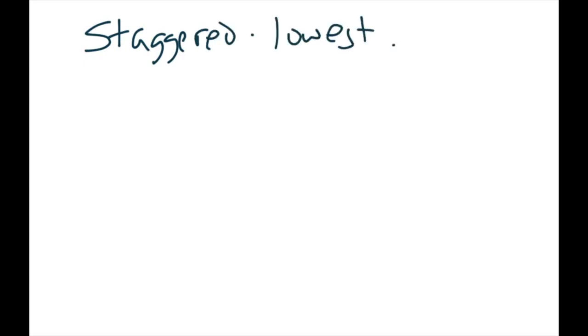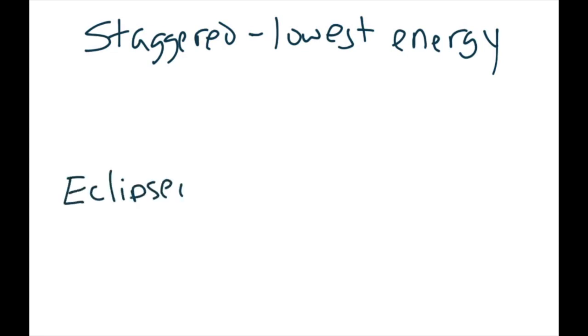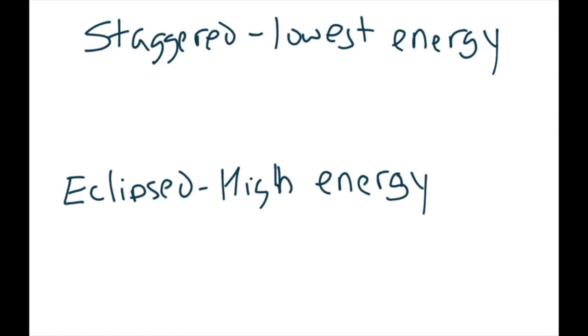So for this staggered, this is the lowest energy conformation, right? So that makes sense. The hydrogens are as far apart from each other as they can possibly be, so they don't bang into each other. And then the eclipsed is the high energy conformation. Right. That staggered is the lowest energy conformation means it's the most populated.